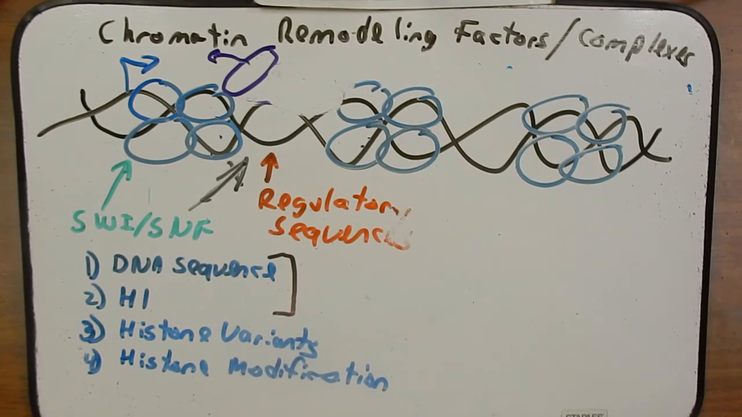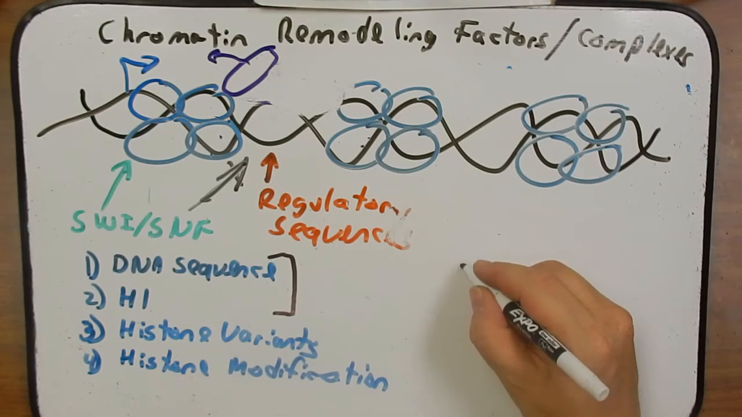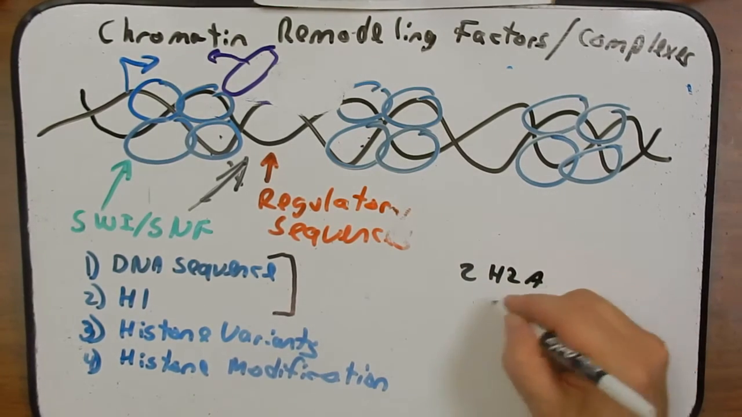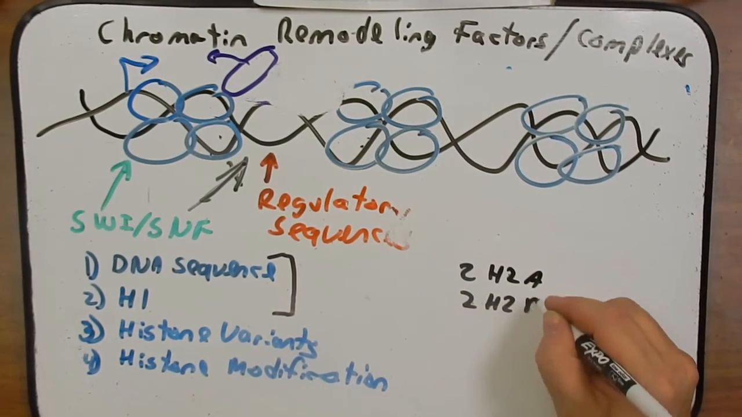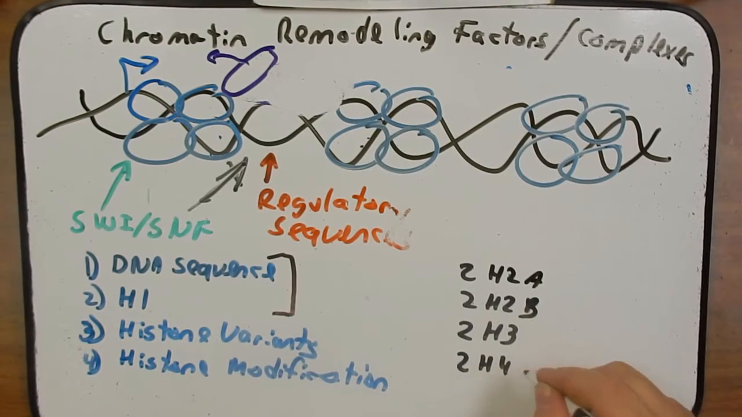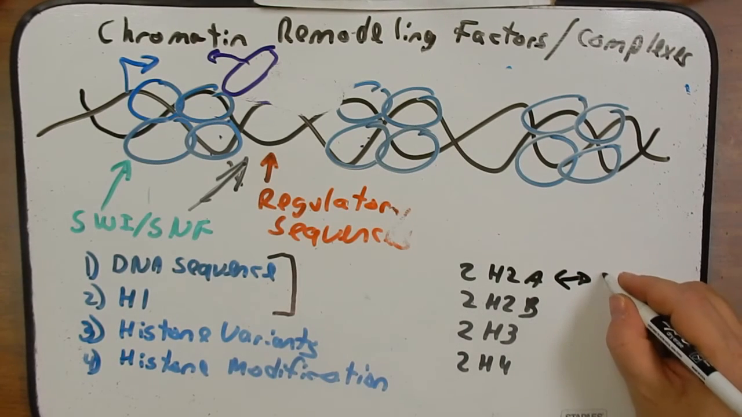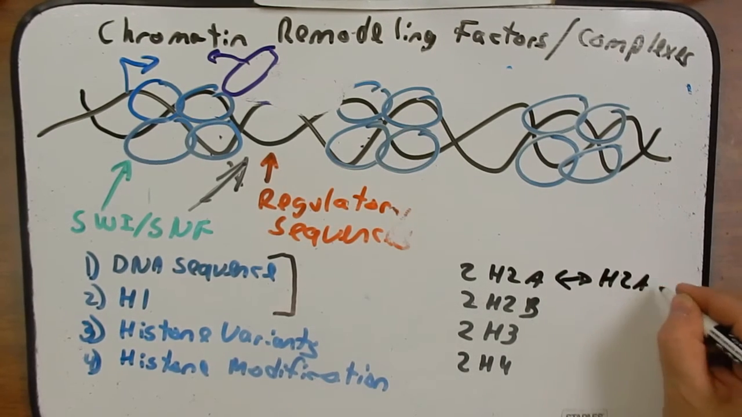Next, let's talk about histone variants. If you remember early on, we talked about this octamer here. We said there were 2 H2As, 2 H2Bs, 2 H3s, and 2 H4s. And these are the classic forms. But we know there are some variants. We'll talk about some of these throughout the semester, but what I want to talk about now is a variant of the H2A. And we call this one H2AZ.